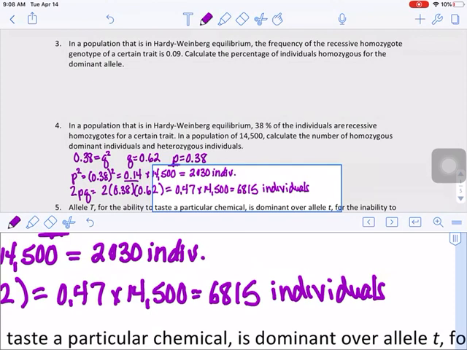I just did number 4 because I wanted to show you an example of the problem. I think you should be able to do some of the other ones. I'm going to come back and show you the last question on this sheet because it's a little more involved.